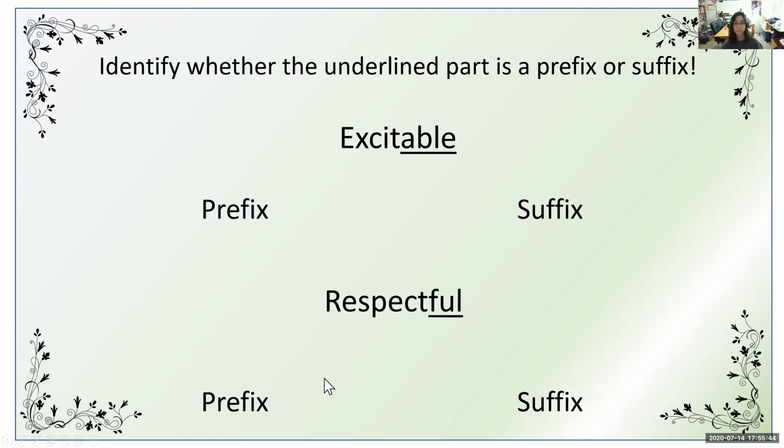Okay, what about this? So we've got excitable. Is able going to be a prefix added to the beginning of a word or a suffix added to the end of a word? If you said that this is a suffix, then you are correct. It is at the end of the word. It's after the root word. Okay, what about respectful? Prefix or suffix? If you said that full in respectful is a suffix, you are correct. That's because it's at the end of the word.